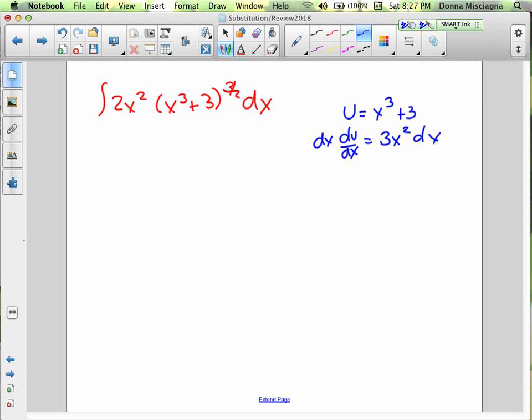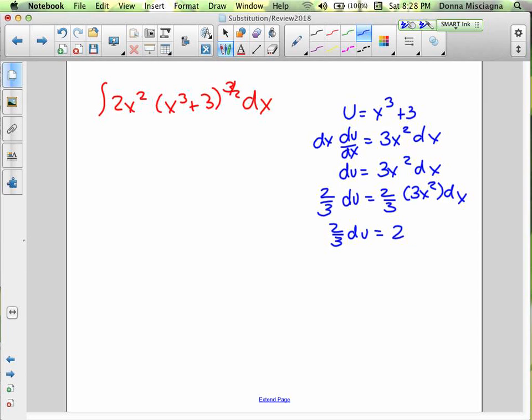So we have du equals 3x squared dx, but we don't have a 3. We have a 2. So how do you make a 3 become a 2? You're going to multiply by 2/3. So 2/3 du equals 2/3 times 3x squared dx. So 2/3 du equals 2x squared dx, and now we match just fine.